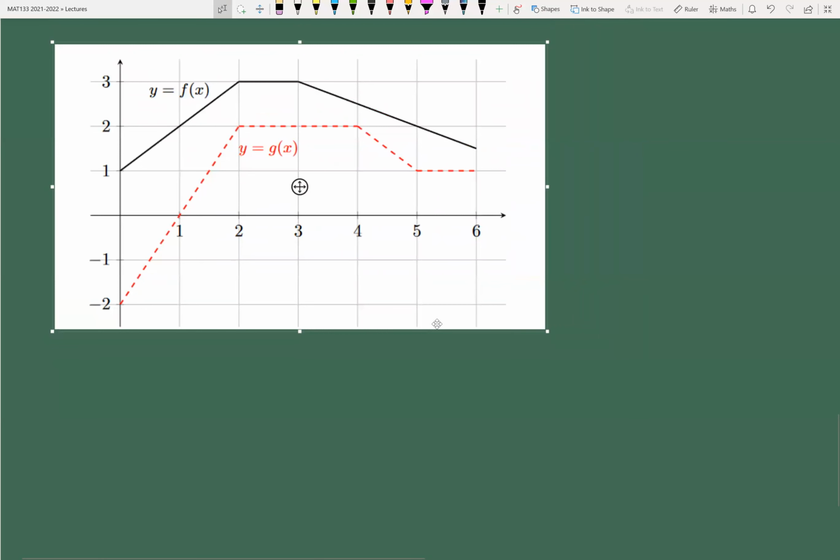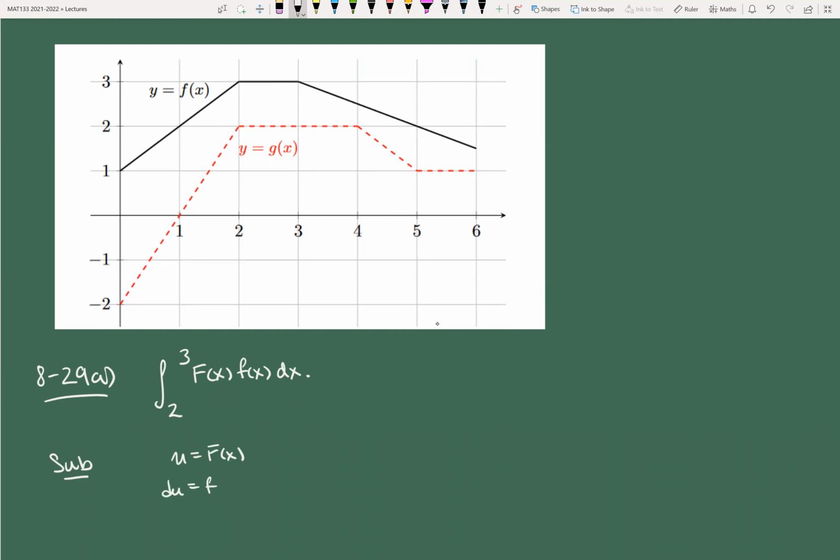Okay, so there's a couple of things you could do. For 29A, you could do parts or substitution. I'm pretty sure both give you the right answer. You're asked for the integral from 2 to 3 of little f of x dx. If you do substitution, we would let u be capital F, and du is f of x dx.